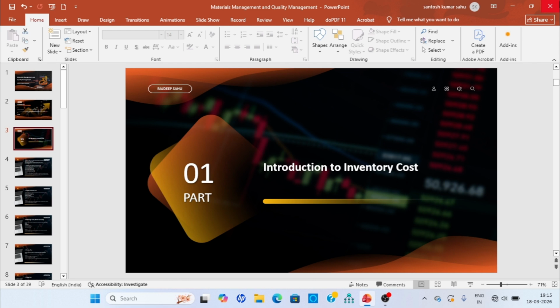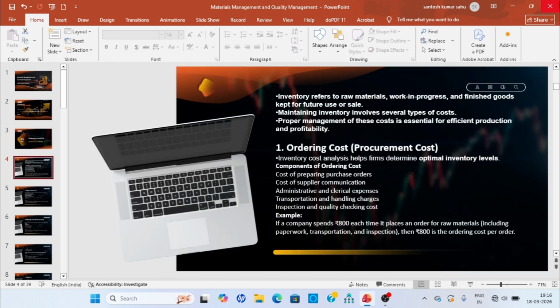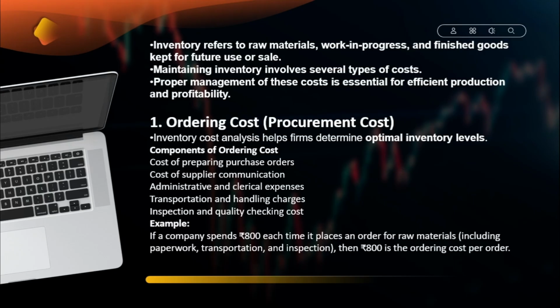So the first thing we are discussing in this video is the introduction to inventory cost. Basically we are discussing the kinds and types of cost available in the inventory section. Moving into the introduction, inventory refers to the raw materials, work in progress, and the finished goods kept for future use or sale.